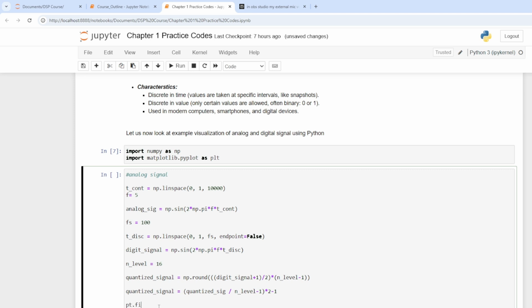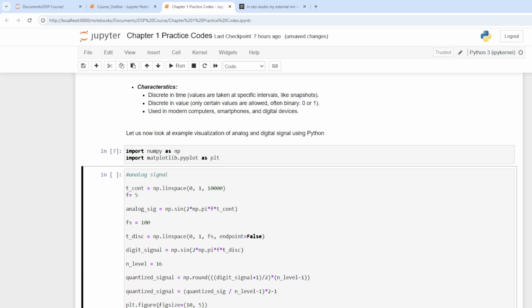Now we just need to plot this signal in some form. So we'll use some libraries. Let's say 10 by 5 size of the figure, plt.figure.